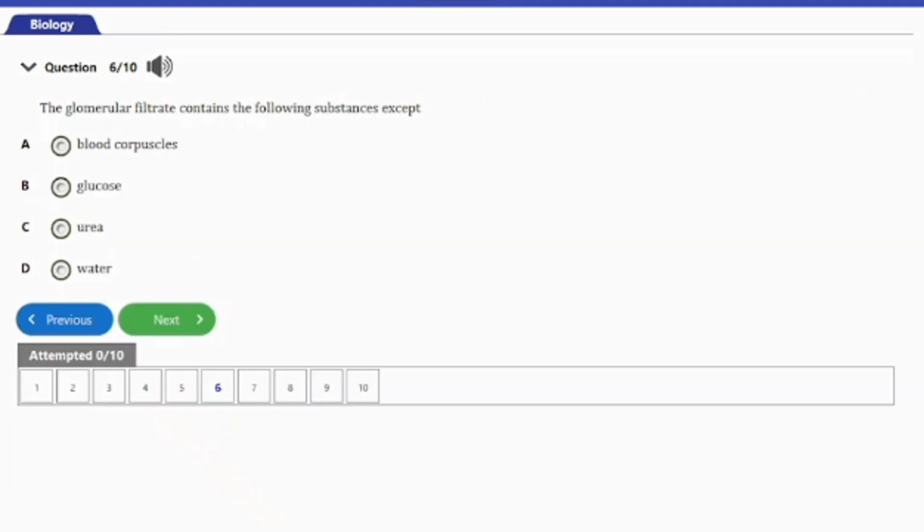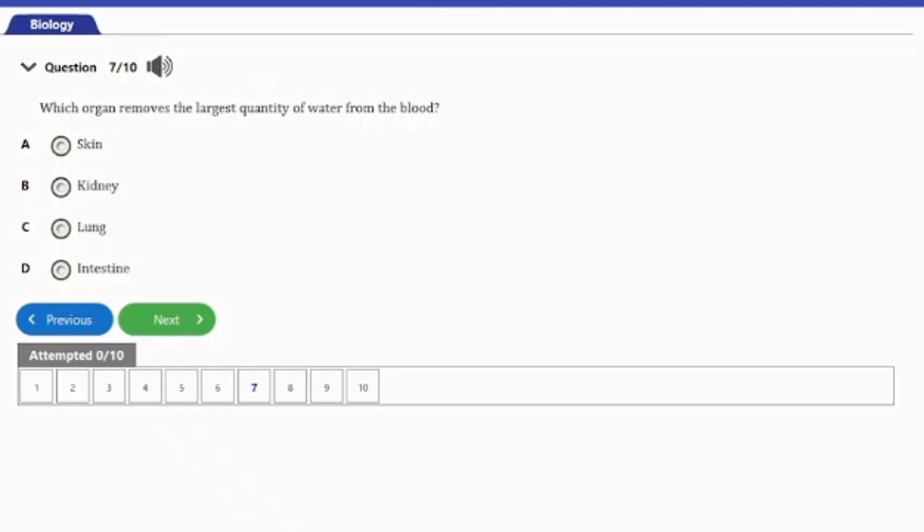Question number 6 here, it says, the glomerular filtrate contains the following substances except A. Blood corpuscles, B. Glucose, C. Urea, D. Water. So guys, like we established earlier on, blood corpuscles and plasma proteins do not pass the glomerular filtration. So in that case, the glomerular filtrate will not contain blood corpuscles. And that's the answer to this question. Option A is the answer here. So let's go ahead and consider the next question.